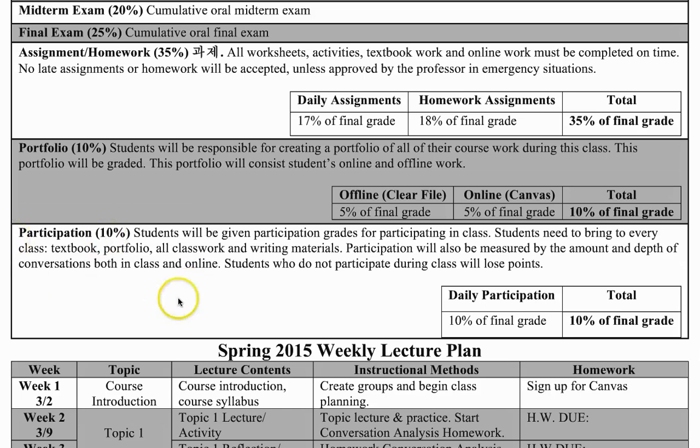Finally, participation. Since this is a conversation class, you're going to be talking a lot to your other classmates and to myself. So make sure that you're participating in class, not sleeping. Make sure that you bring your book, your handphone, all your materials. It's really important. We don't have much time in our class, so please come prepared.